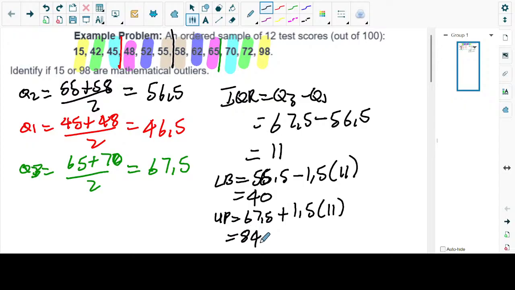Okay. So then we found the lower boundary and the upper boundary. And then we put them in a number line. Yeah, now we need the number line.